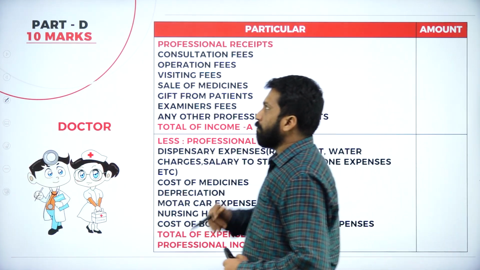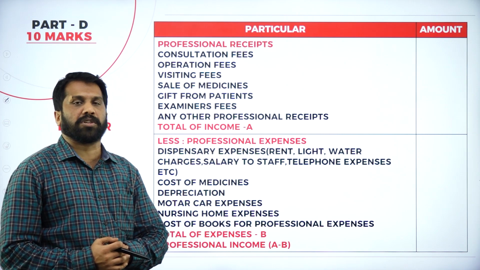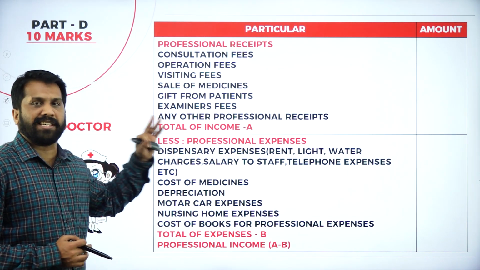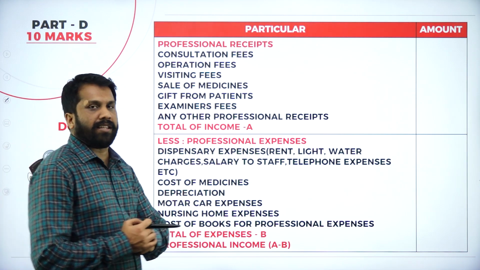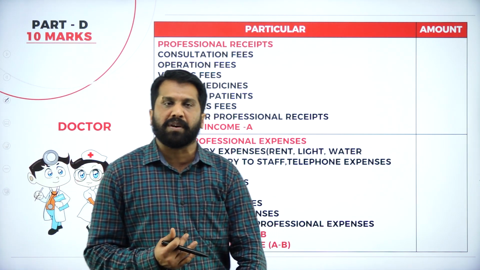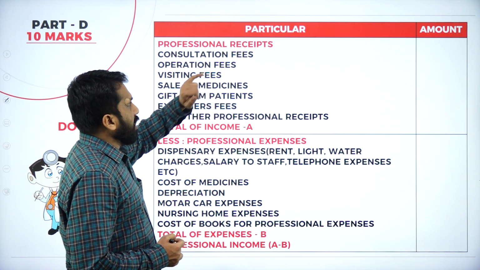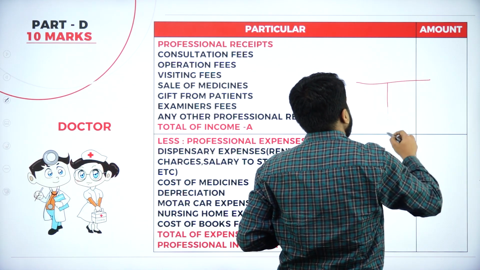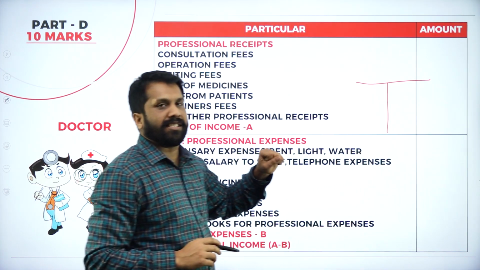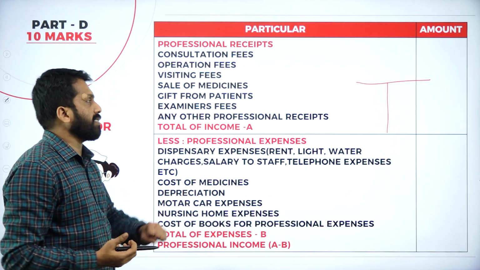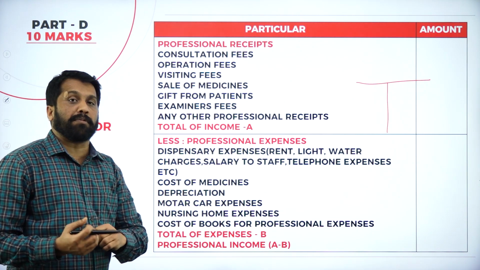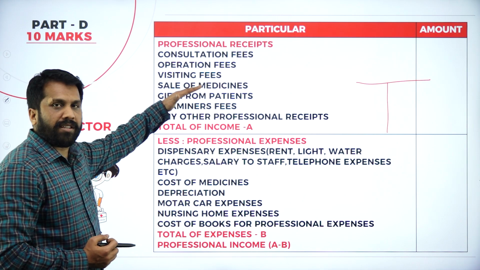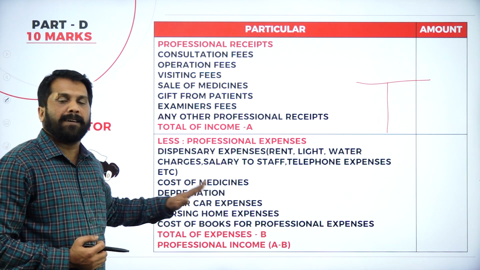Next, now we come to profession, the 10 mark question. I'll not spend much time on this because it is the easiest one. For profession, I'll tell you the logic. The logic is very simple. Professional receipt. In the question paper, you have a receipt and payment account. On the receipt side, whatever professional receipts are there, take. Whatever professional expenditures are there, you minus. Professional receipt minus professional payment.